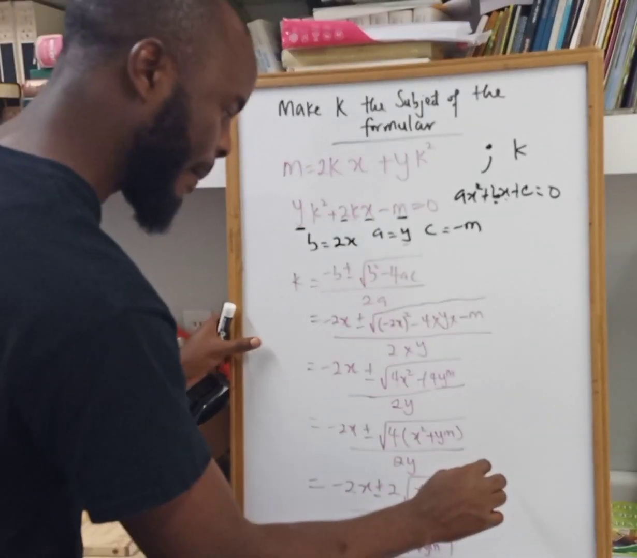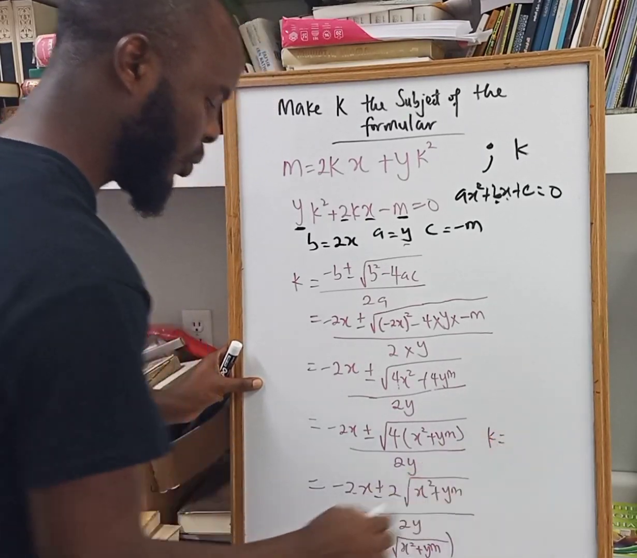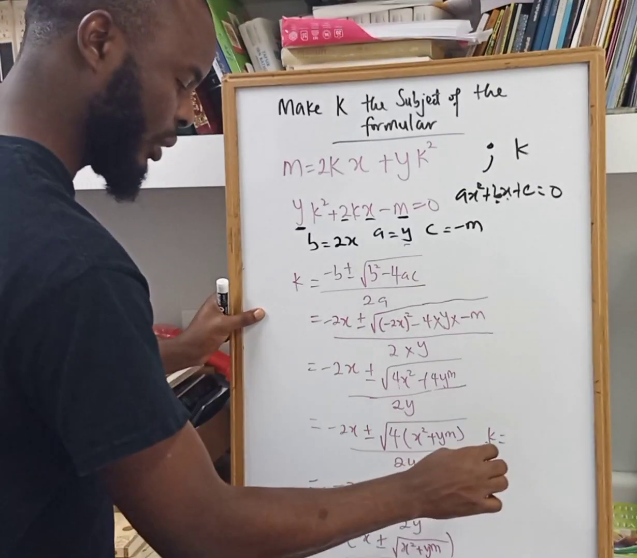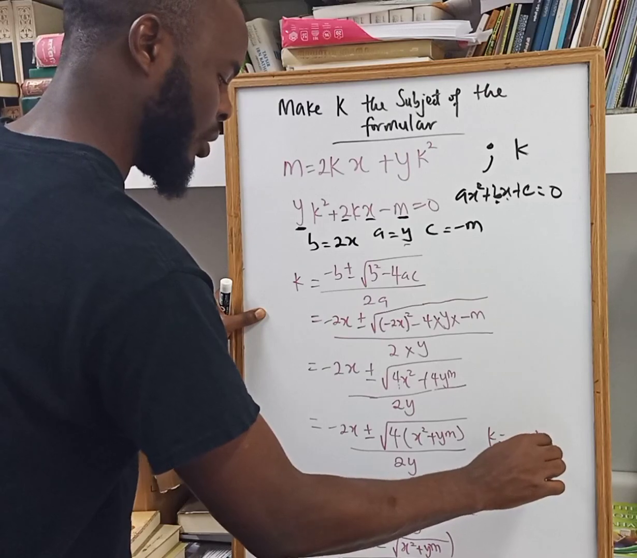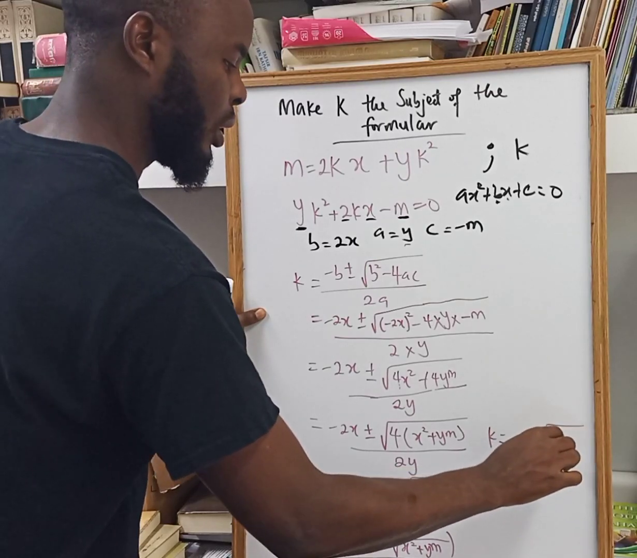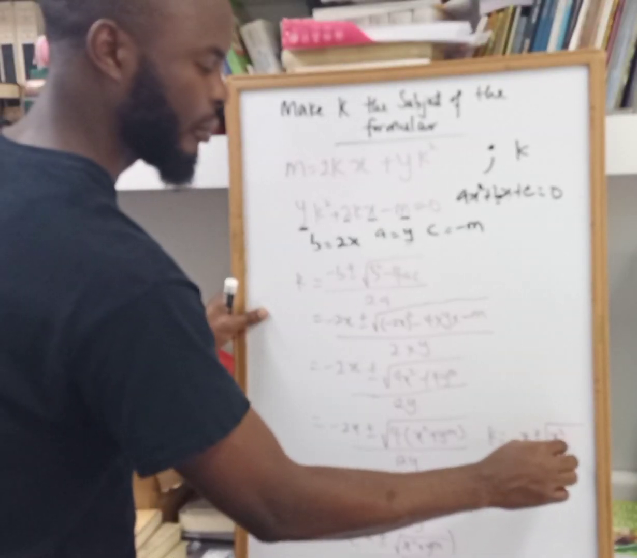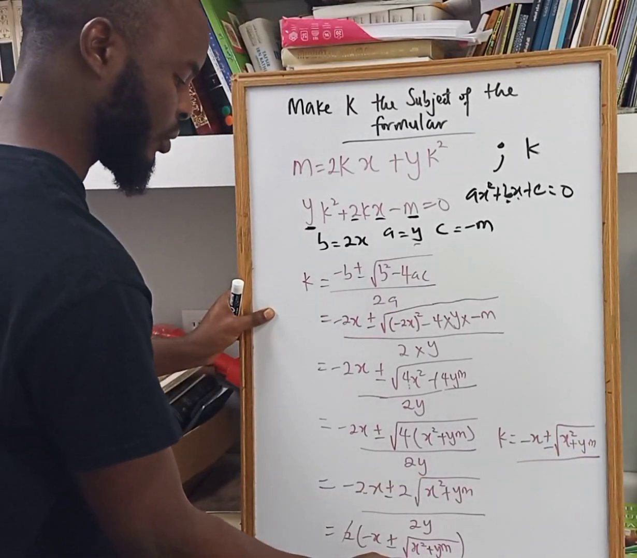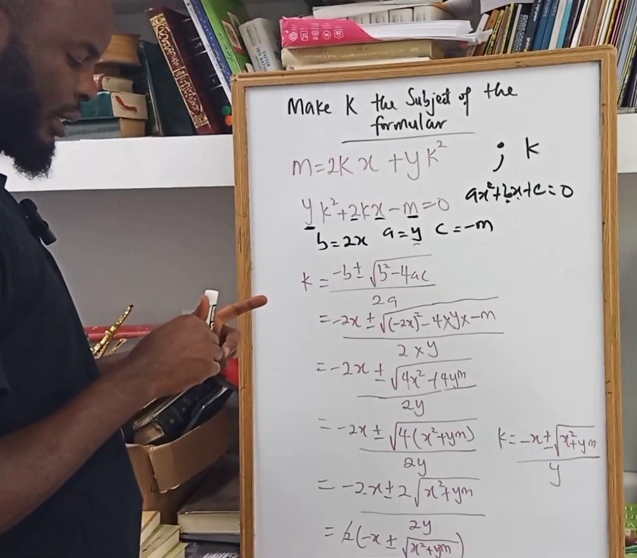So with this, I can have my k equal, 2 cancelling out 2. Finally, you can have negative x plus or minus root x squared plus ym, sorry, I omitted y, over y. So this is my answer.